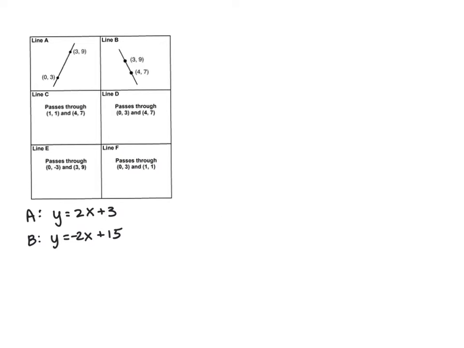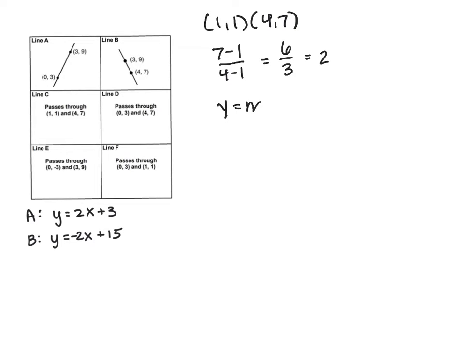In card C, again, we're given 2 points. We have 1, 1, and we have 4, 7. And we have to find our slope. So y2 minus y1 over x2 minus x1. 7 minus 1 is 6, and 4 minus 1 is 3. And to simplify, 6 divided by 3 is 2. There's the slope. I'm going to use our slope-intercept form.